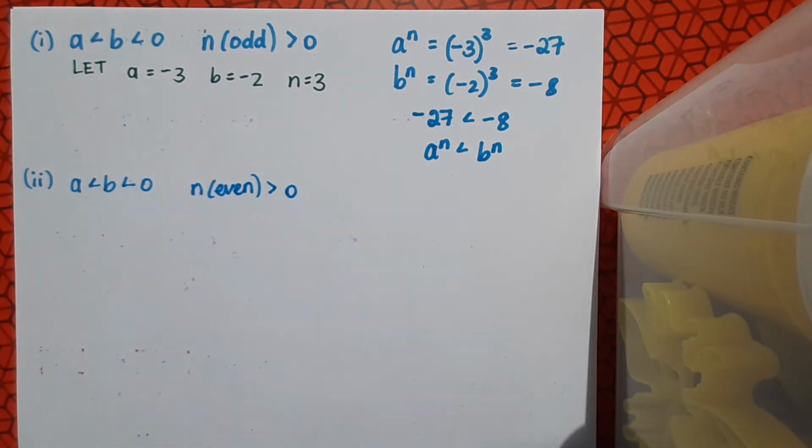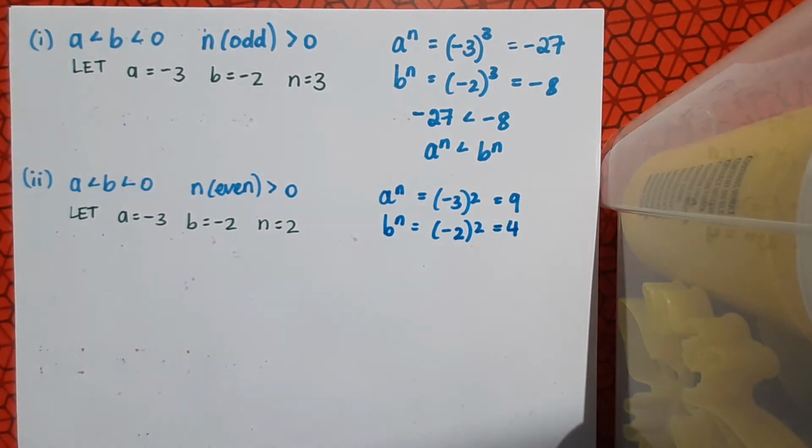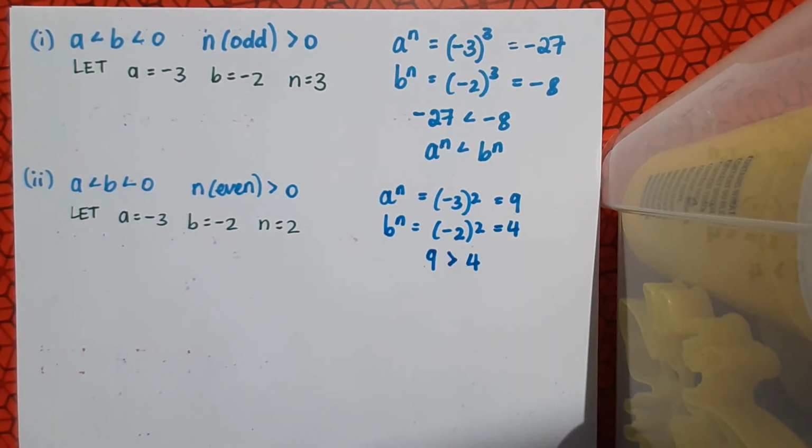Next we have a less than b less than 0, where n is a positive even number. So I've chosen minus 3, minus 2, and 2 as my values for a, b, and n, and now we'll substitute and see what happens. So a to the n is (minus 3) squared, which is 9. And again, just watch out to put in that bracket, because if you don't and you use the calculator to evaluate, it's going to give you a negative result. b to the n is (minus 2) squared, which is 4. We can see that 9 is greater than 4, so a to the n is greater than b to the n.